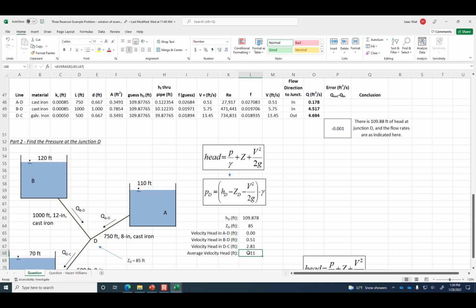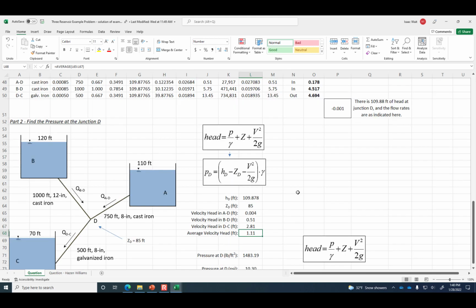Okay, so we're going to assume that there's AD, let's see. Well, it's not actually 0, it's showing less precision. So the velocity head isn't itself 0, but if you're dividing it by 2 times 32.2, you're not seeing it if you're rounding it off to the nearest hundredth. But if you expand the digits, you'll see that it's not actually 0. Okay, so the velocity head at junction D.